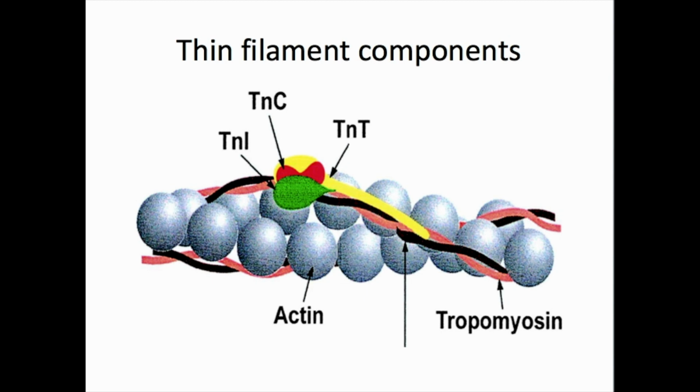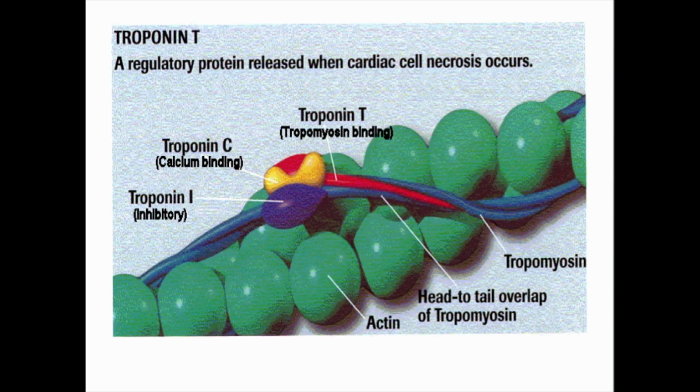Troponin is a complex of three protein subunits: troponin I, troponin T, and troponin C. Troponin I has high affinity for actin, while troponin T has affinity for tropomyosin. And finally, troponin C has high affinity for calcium ions to start the muscle contraction.